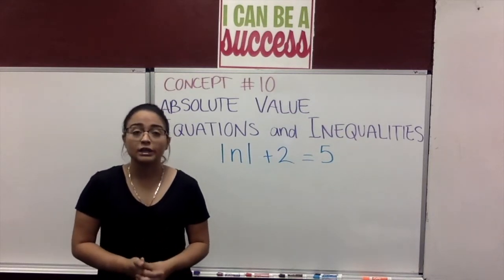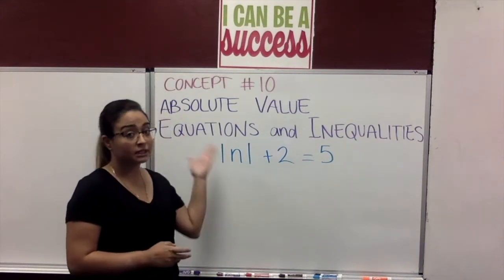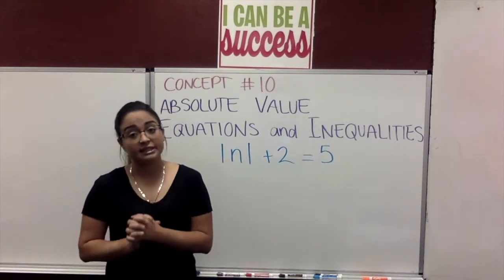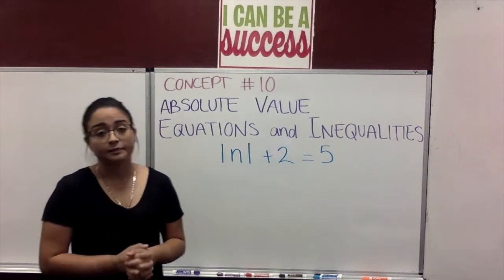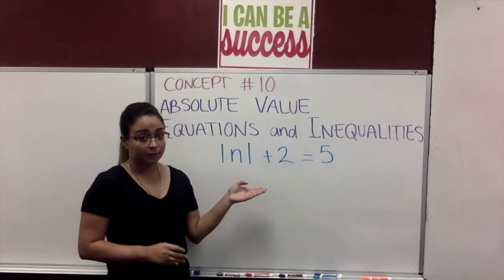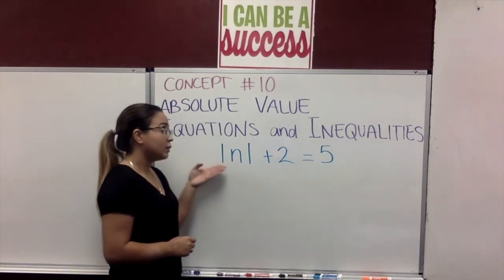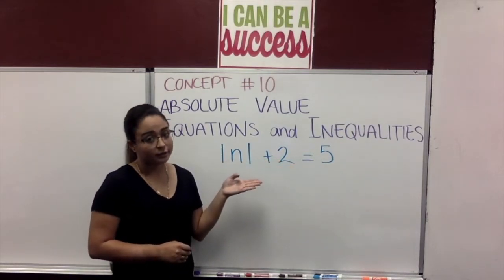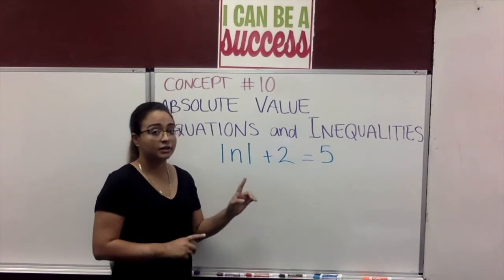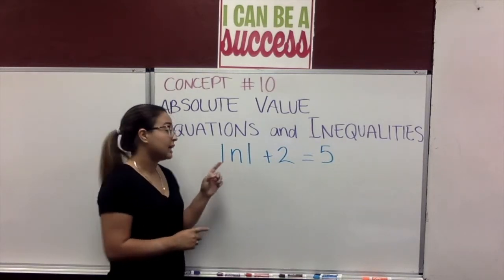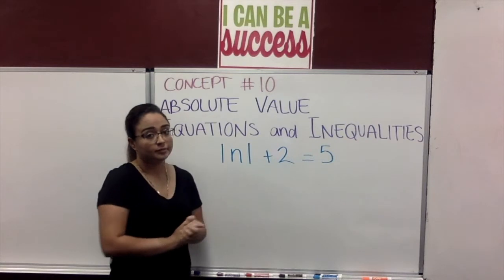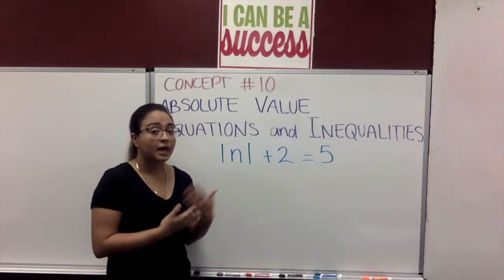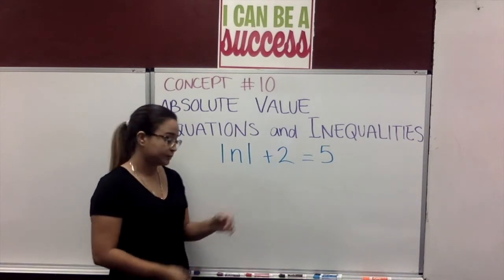Today we are going to start off with concept number 10, which is absolute value in equations and inequalities. Here we have our first example. Now, as you can see, this looks like a normal equation. The difference is that our variable, in this case n, has two lines on each side. And I'll explain more about it, but just know that that means absolute value.